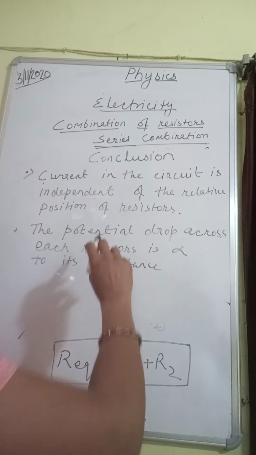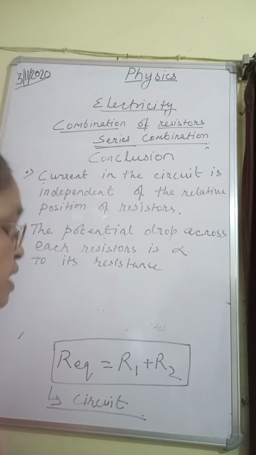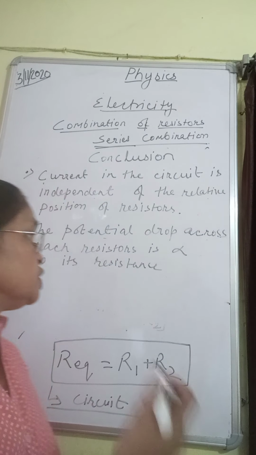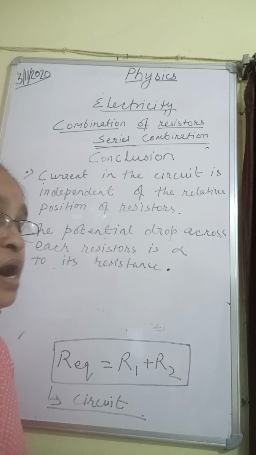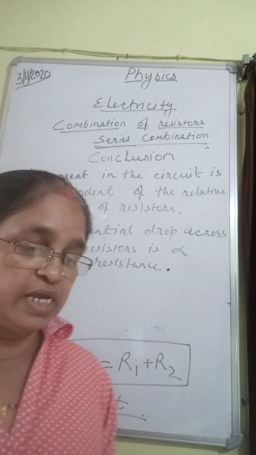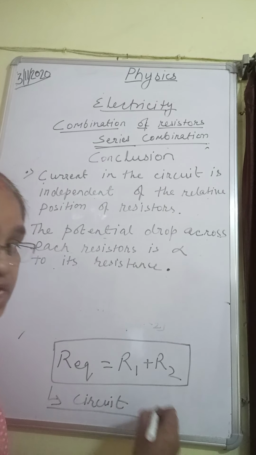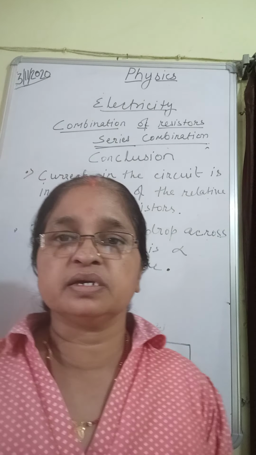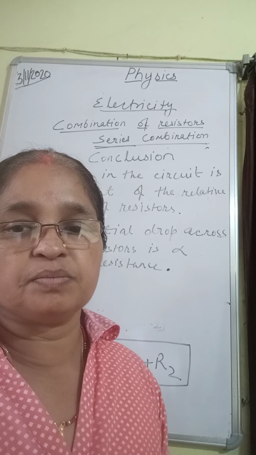Next, the potential drop across each resistor is proportional to its resistance. If R is more, the drop will be more. If R is less, the drop will be less. So today we will do up to here only. Then next, let me show you the parallel combinations.